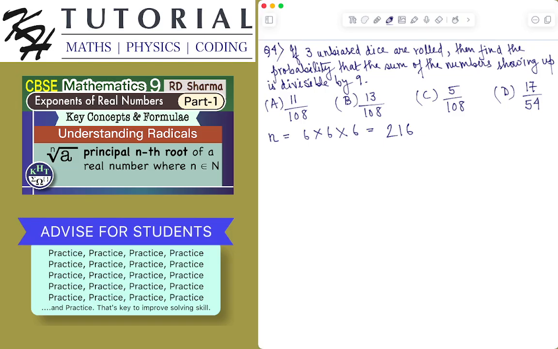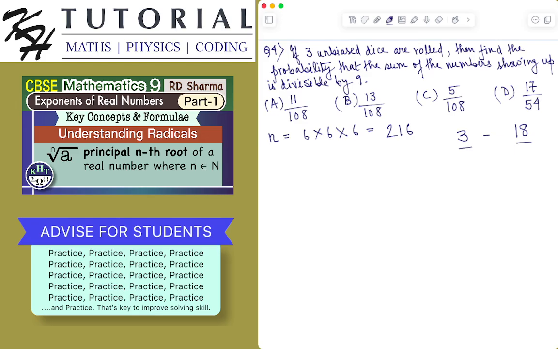The minimum value will be 3, because if all the dice are showing up 1, then the sum will be minimum. So it is 3, and the maximum can be 18. So when 3 dice are rolled, the sum of the numbers showing up can range from 3 to 18.